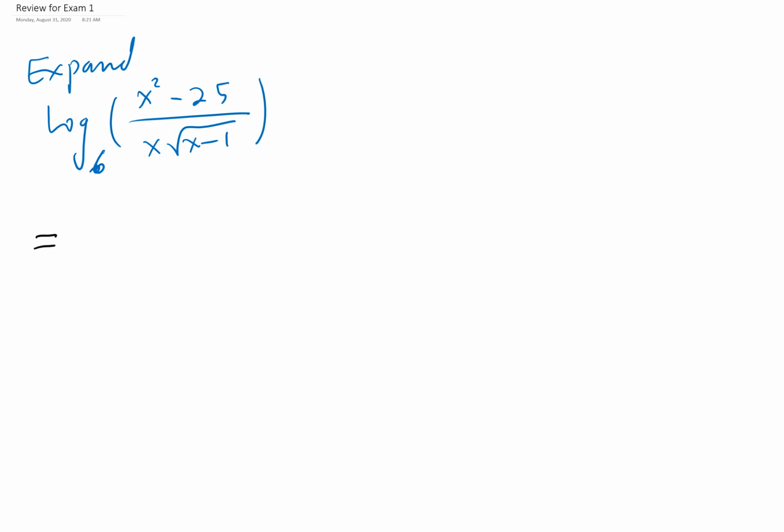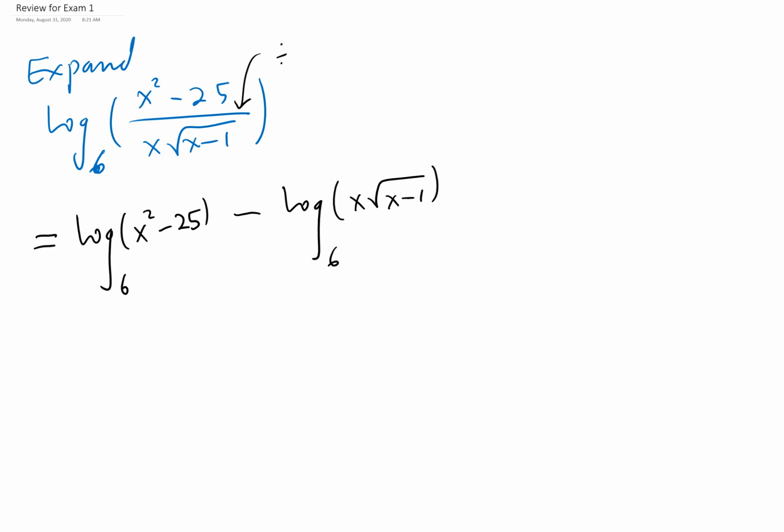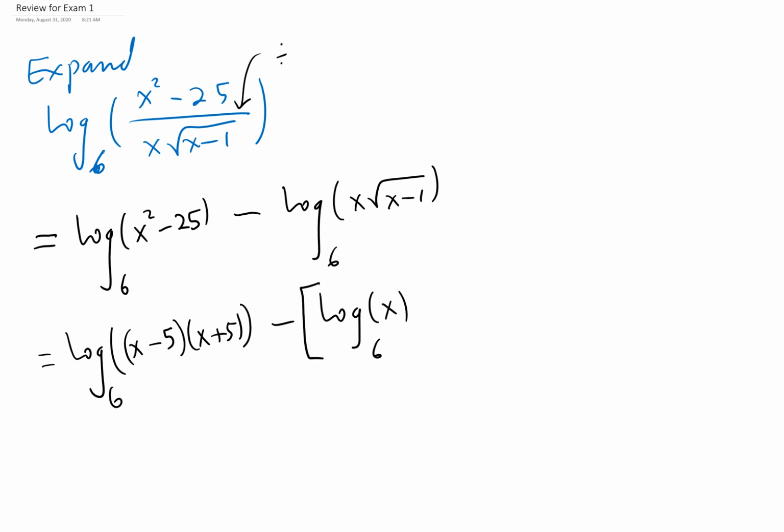So this is saying expand, write it as a sum and or difference. So I see first thing here, there's a division. So I do log the top base 6 minus log the bottom base 6. One thing I can do with x squared minus 25 is factor it out as x minus 5, x plus 5, base 6 minus log, put a bracket there, log x plus log the square root of x minus 1. Don't forget the base in every single step.